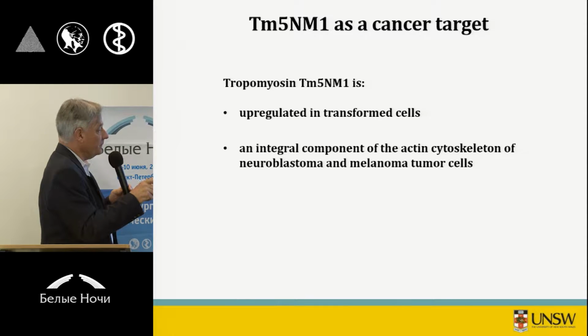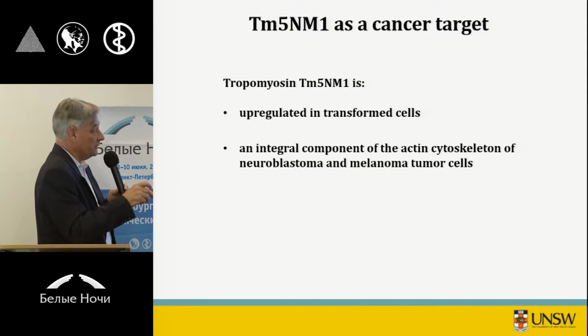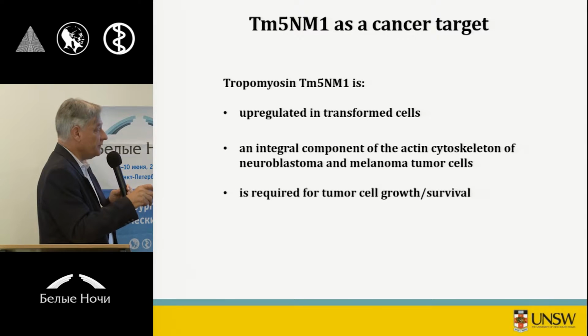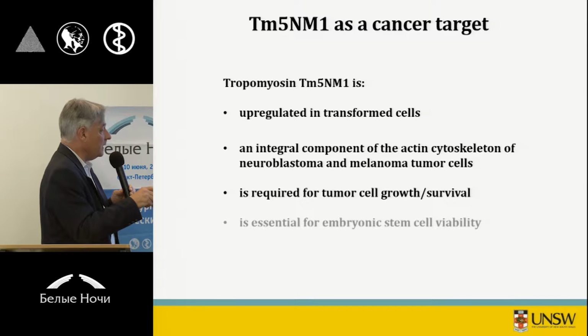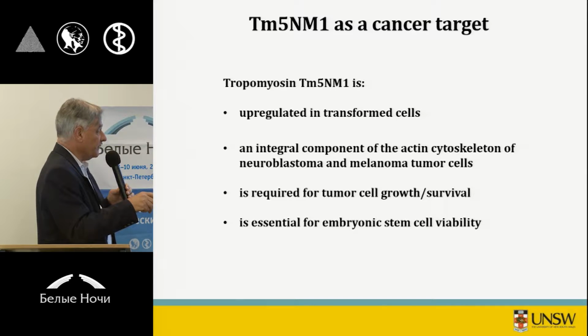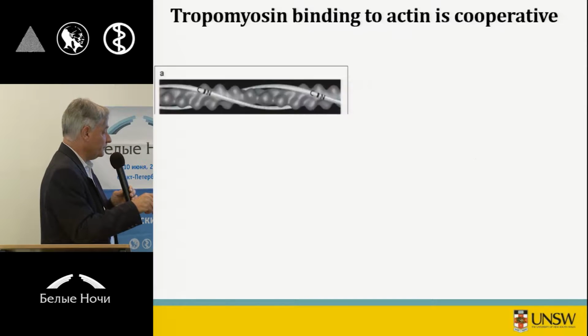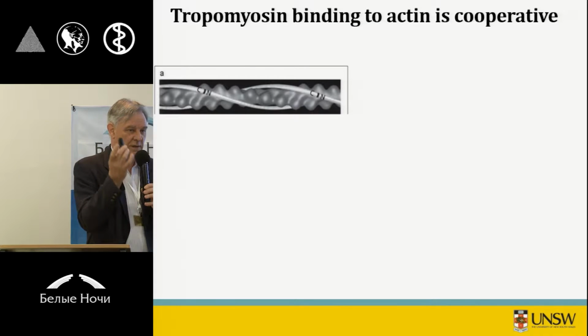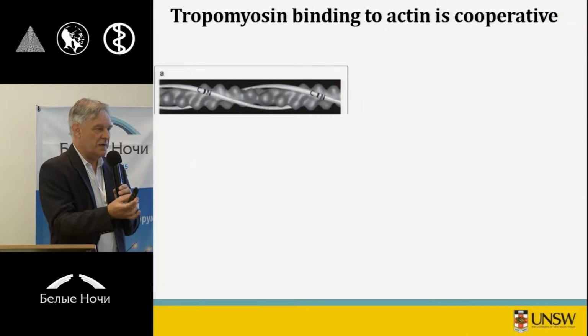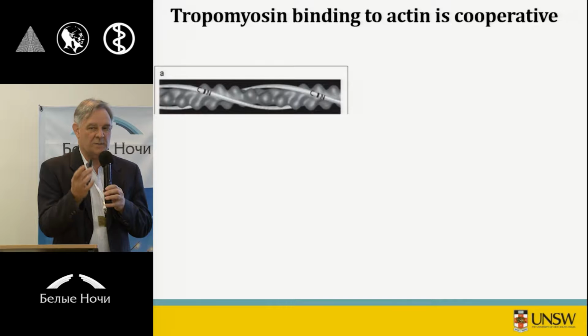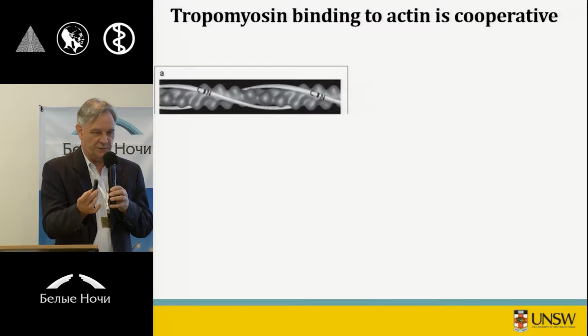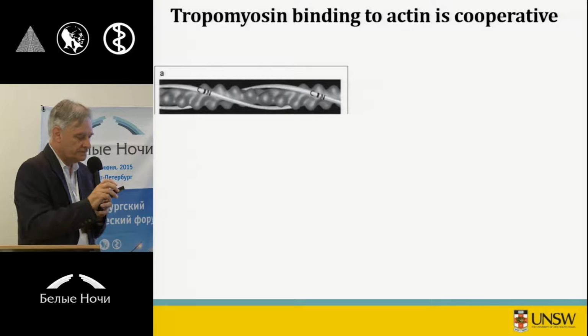They're an integral component of the actin cytoskeleton of not only neuroblastoma and melanoma, but essentially all tumour cells. They're required for tumour cell growth and survival. They're essential for embryonic stem cell viability, and they're required for promotion of cell proliferation. So it seemed to us, if we could make drugs that incapacitate the actin filaments that contain this tropomyosin, this could become a very effective anti-cancer agent. And that's what I'm now going to describe.